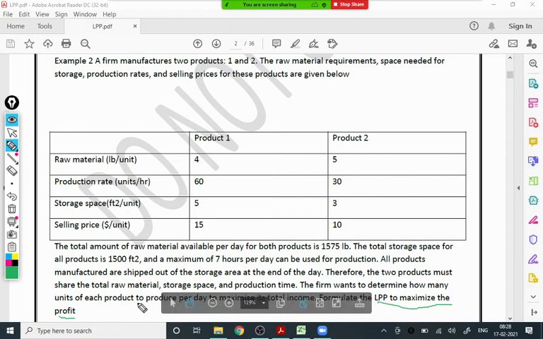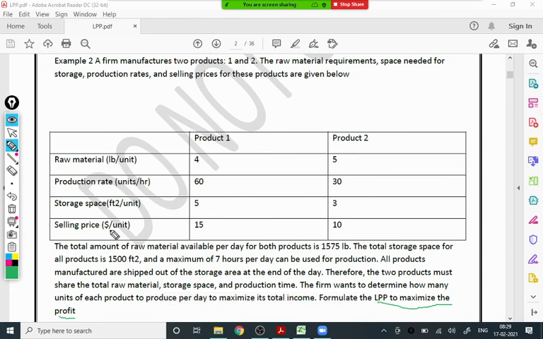Now we have to check what the profit depends on. A firm manufactures two products 1 and 2. The raw material requirements, space needed, storage, production rate, everything is given in the table below. So this is the raw material required to produce product 1 and 2, the production rate of product 1 and 2, the storage space required, and the selling price of product 1 and 2. So what decides the cost values? The cost values for the decision variables are obviously the selling prices. Selling prices are the cost values, like the Cj.